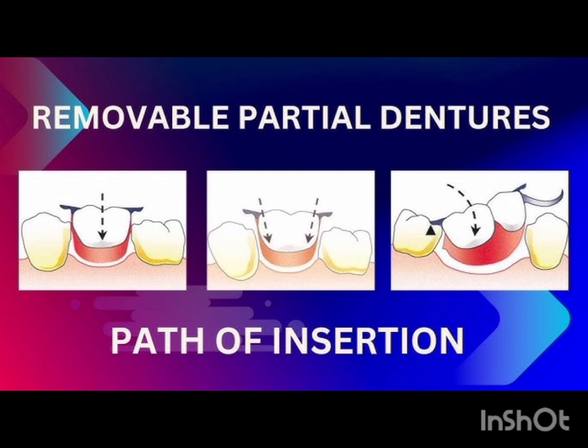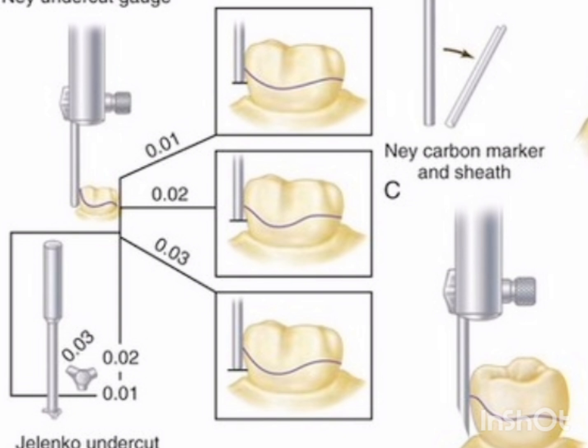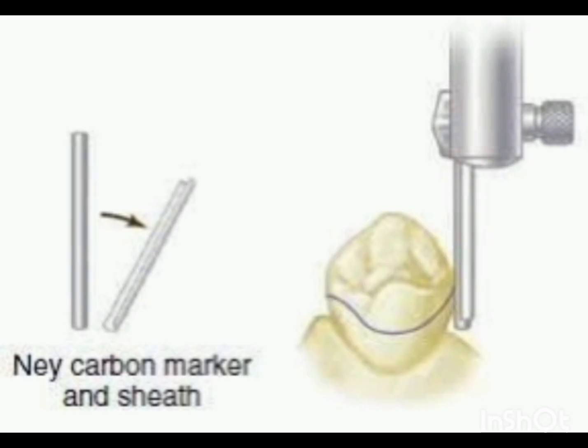Why? Because surveying helps to determine the most favorable path of insertion and removal, and to locate and measure the undercuts, identify guiding planes, improve the retention and stability of the prosthesis, and eliminate undesirable tooth and tissue interferences.